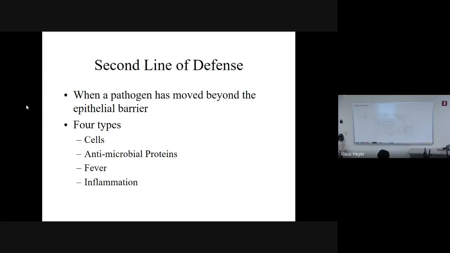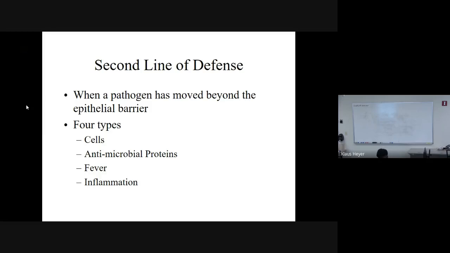Okay, we left off on the first line of defense. We went over a bunch of first line of defense, like skin and gastric juice and things like that. So now we're on second line of defense, and now this is the pathogens in the body, in your interstitial fluid or bloodstream, something like that. So we have to treat it a little bit different. Our first line of defense didn't work.